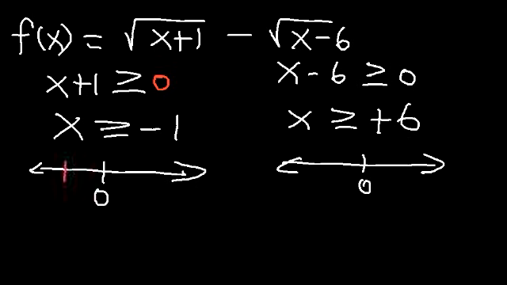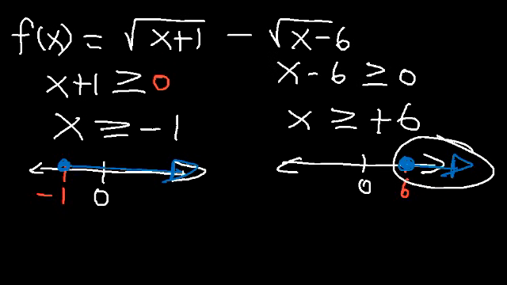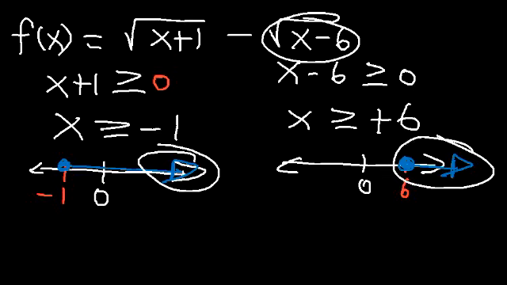Negative 1 is on the left side of 0, and 6 is on the right side. Here, we're going to use a closed circle, and we're going to shade to the right. And for this one, same thing. Now, which region is true for both? From 6 to infinity, it works for this radical and this radical.